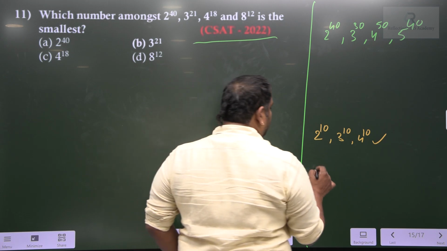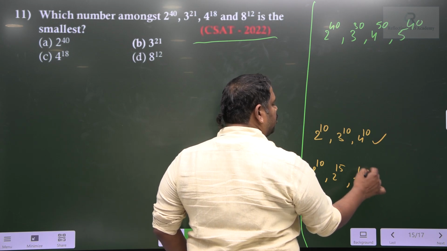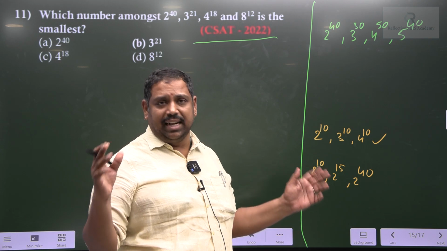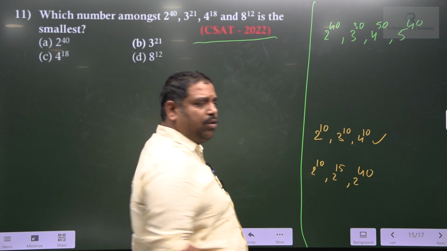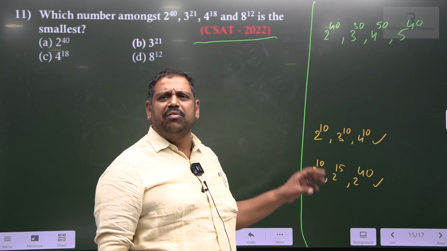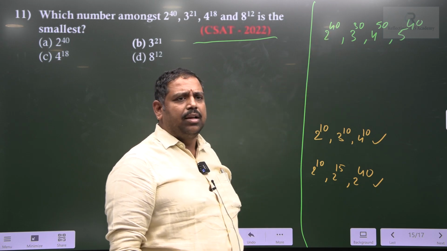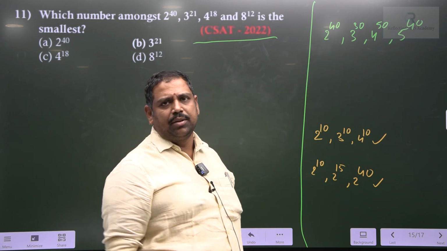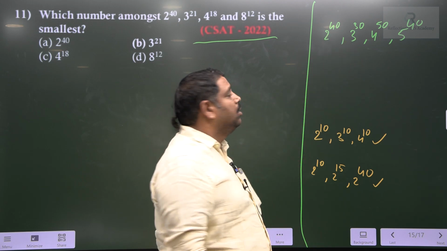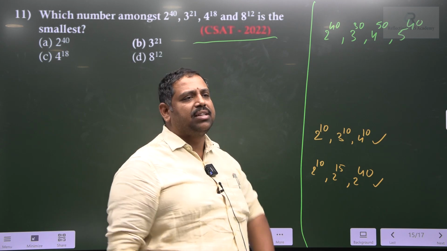Suppose I have 2 power 10, 2 power 15 and 2 power 40, where all the bases are equal and powers are different. Then where the power is greatest, there it is greatest. Yes or no? These two, a layman can do. But if neither is equal, then equate either the bases or the powers. This 2 I am unable to write as a 3, so I won't equate the bases. Then I will go to the powers.